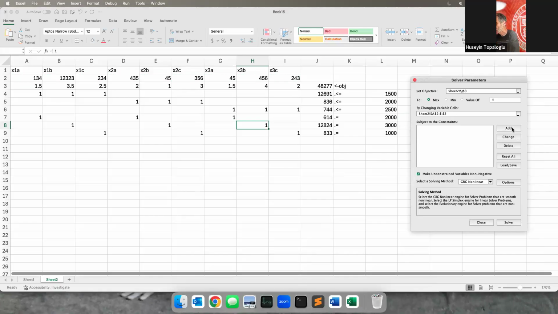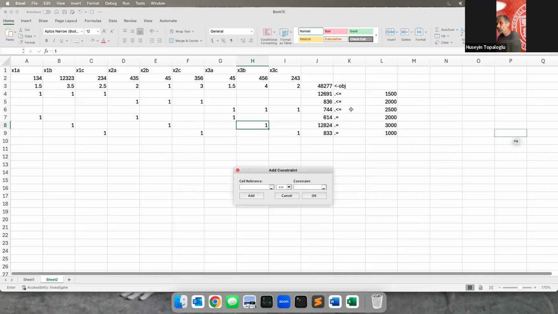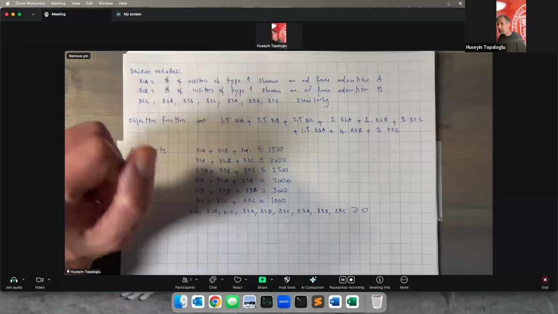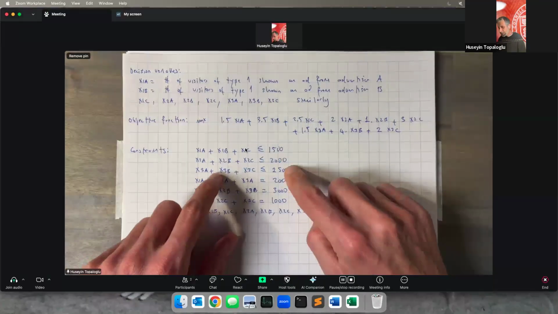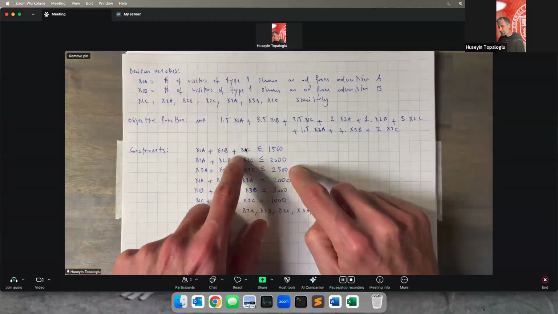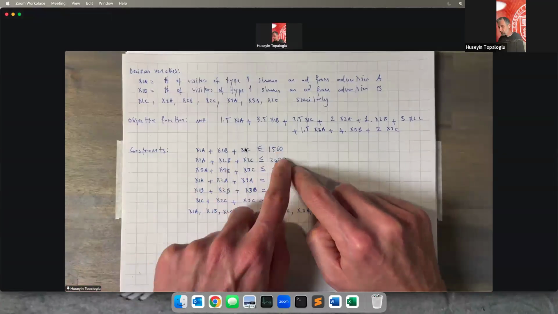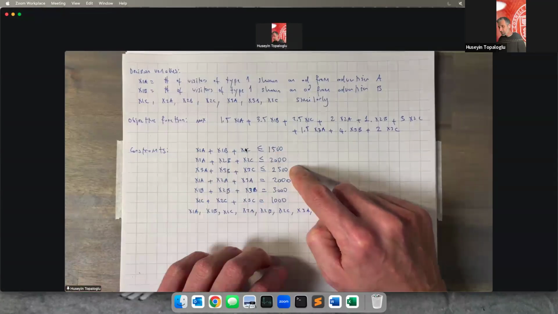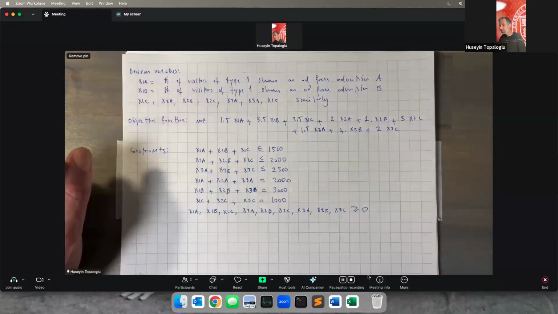So now we're going to add constraints. We're going to learn something cute and useful. In my first set of three constraints, the left-hand side is less than or equal to the right-hand side. So all of these are less than or equal to constraints.